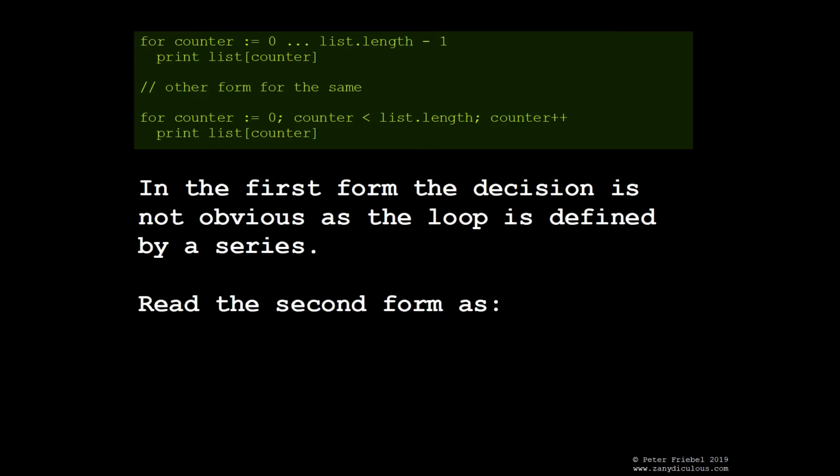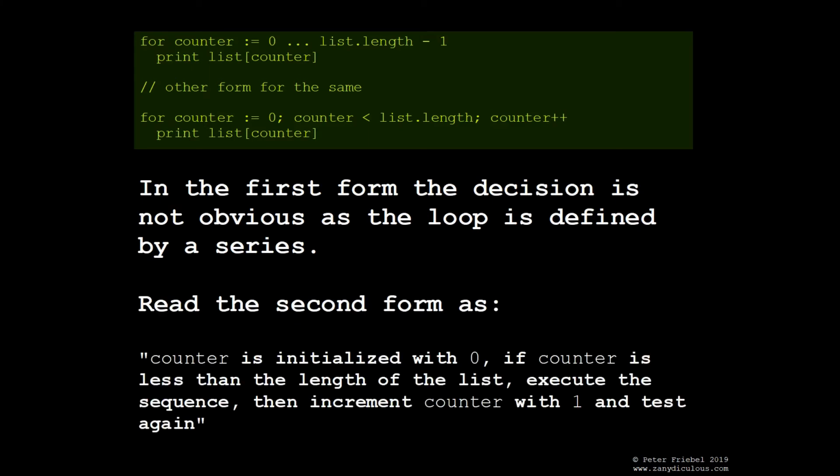Now the second form we can read as: first initialize the counter to 0, and if counter is less than the length of the list, execute the sequence. Then increment counter with 1 and test again. So first counter is initialized with 0, then counter is compared against list.length. If it is less, we execute the loop body.